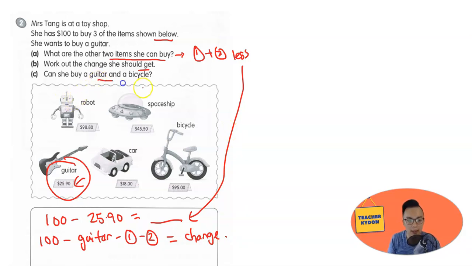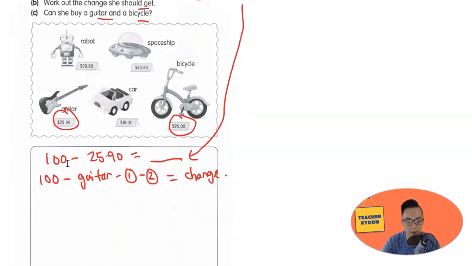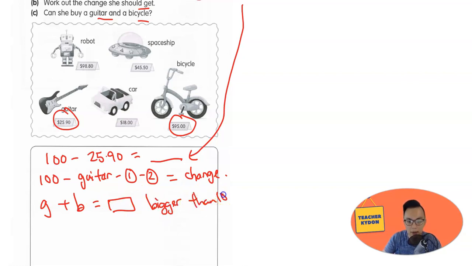Can she buy a guitar and a bicycle? So the bicycle is this, the guitar is this. Can she buy them together? So you need to take guitar plus bicycle equals to a certain amount, and if this is bigger than 100, then she cannot. If it is smaller than 100, then she can.